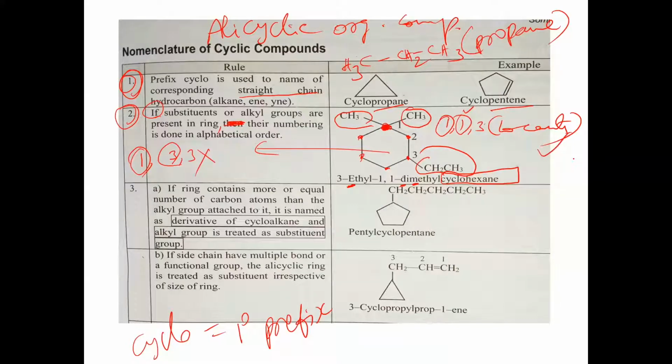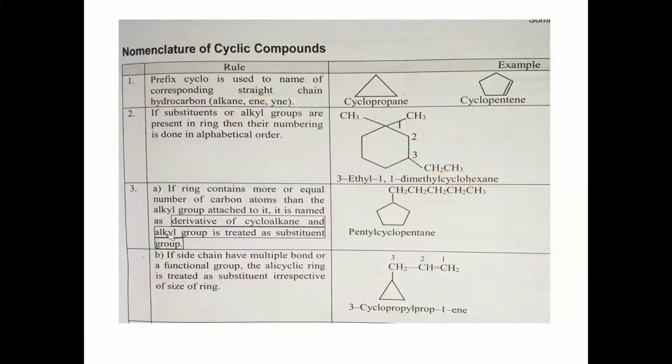So the only primary prefix used is what? Cyclo. Only cyclo is the primary prefix used in organic chemistry. No other compounds. Okay. Next. Now check the third rule.